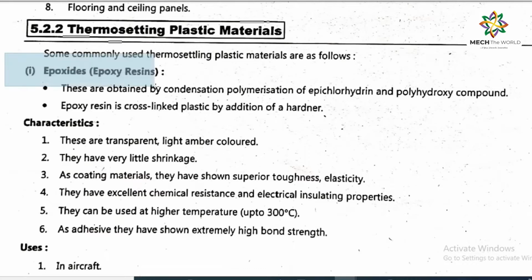So we will start with the epoxides or epoxy resins. These are obtained by condensation polymerization of epichlorohydrin and polyhydroxy compound. These are the chemical compounds on which condensation polymerization is carried out, and as a result of this condensation polymerization we will get the epoxides or epoxy resins. Epoxy resin is a cross-linked plastic formed by addition of a hardener.